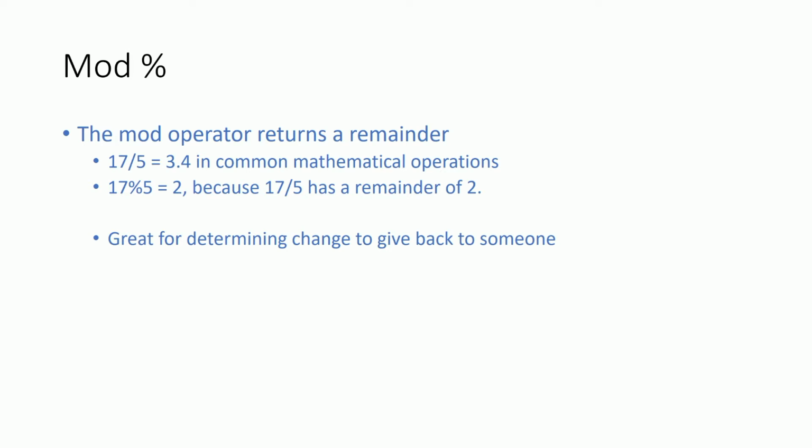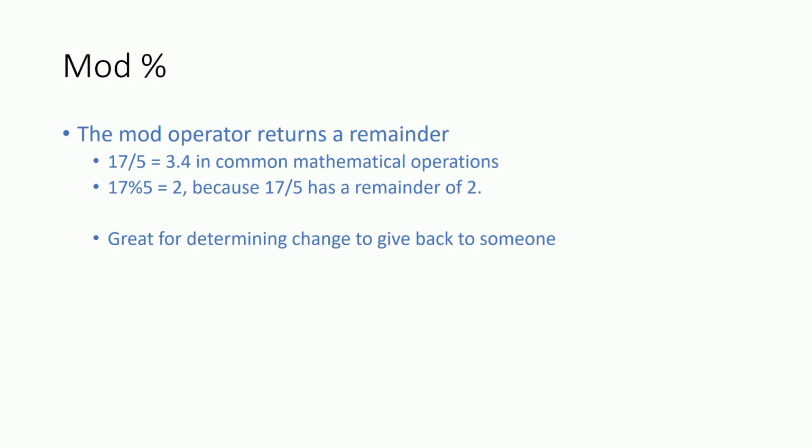As we've mentioned before, ints don't handle decimals. So if you do something like 17 divided by 5 as an int, you would get 3 as the result. You would expect 3.4 in a common mathematical operation, and your head's saying, what's going on? There's a remainder, right? Well, you'd be right in that assumption, and that remainder is 2. The highest multiple of 5 that fits into 17 is 15, which is 5 times 3, but we have 2 left over. So if we do 17 mod 5, we get a 2, because 17 divided by 5 has a remainder of 2.